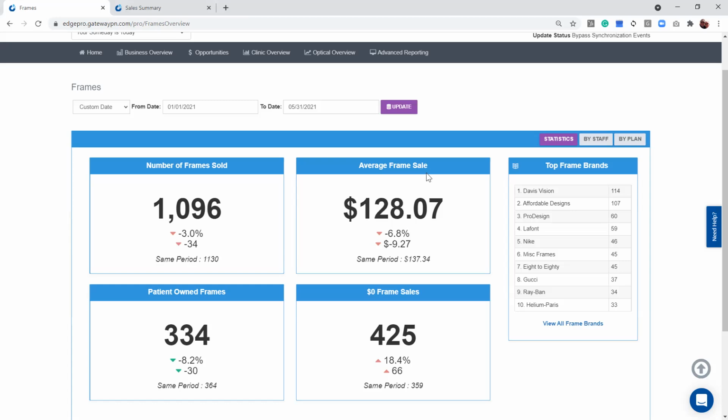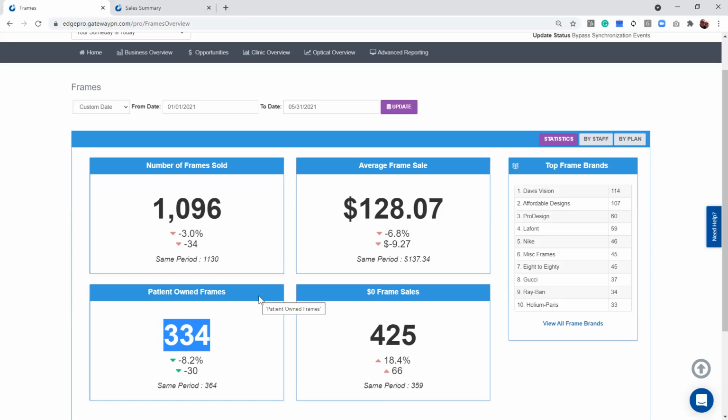Now, if you want to know why our average frame sale has dropped, the two boxes down here are going to be our two drivers of the prices that our patients are going to pay for a frame. One is going to be patients' own frames. And this is simply where they purchased lenses and they didn't get a new frame. So you can see we've had 334 patients so far in my date range not get a new frame. They just put lenses into their old one.